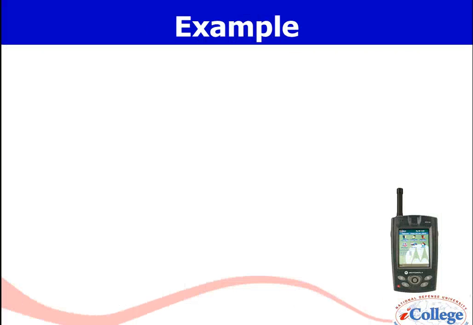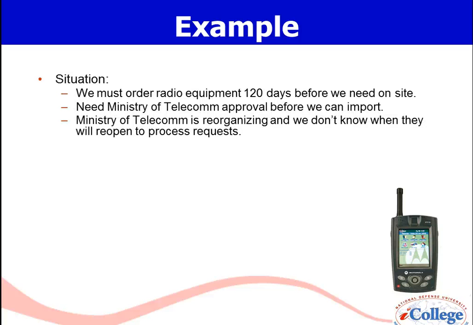Here's an example. I had a project in Moscow, and we had to order radio equipment 100 days before we needed it on site in order to transport it, clear customs, do the installation, and so forth. We did need the Ministry of Telecommunications approval before we could import. However, the Ministry of Telecommunications was in the process of reorganizing, and we didn't know when they would reopen to process requests.